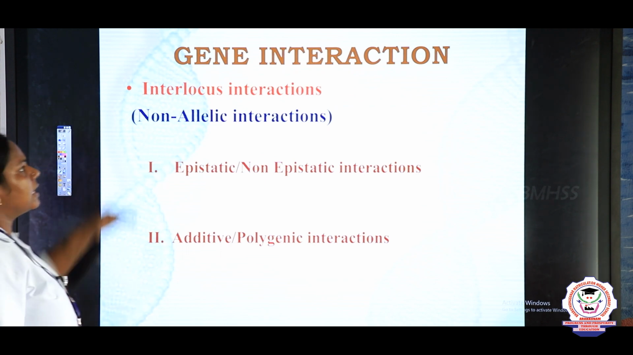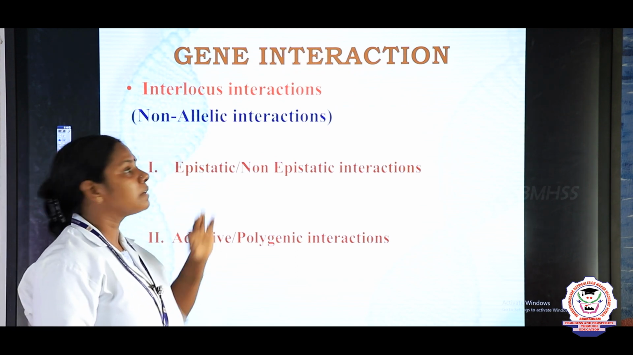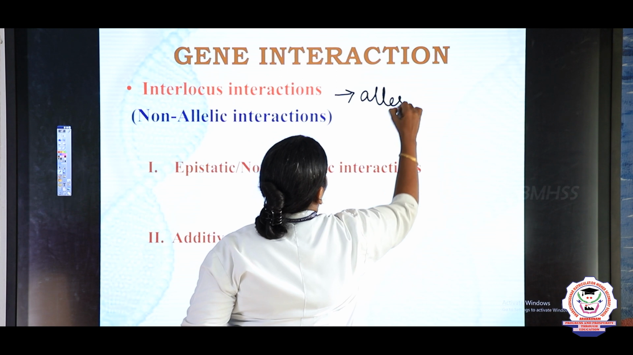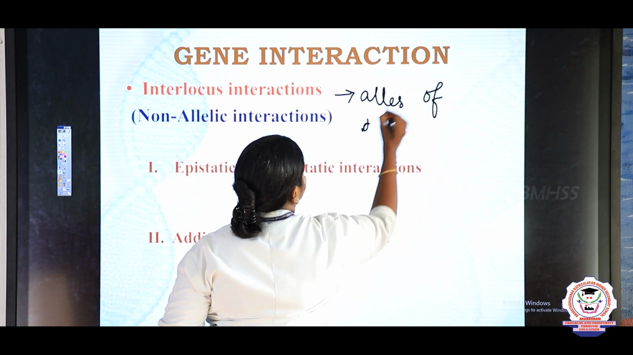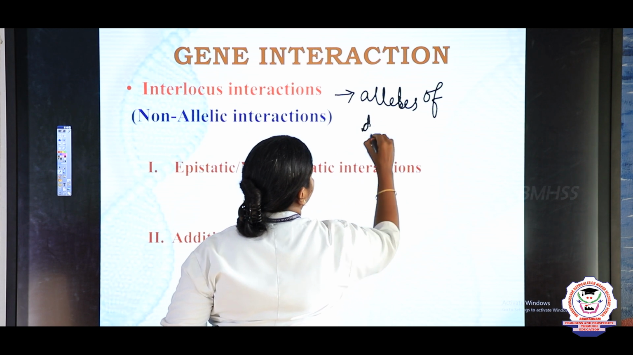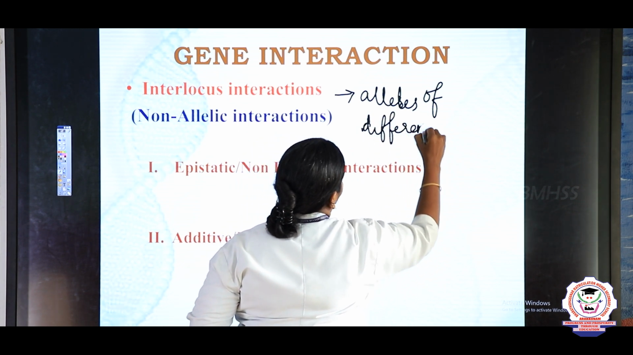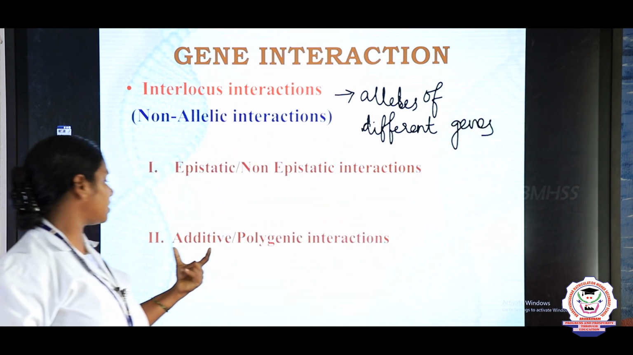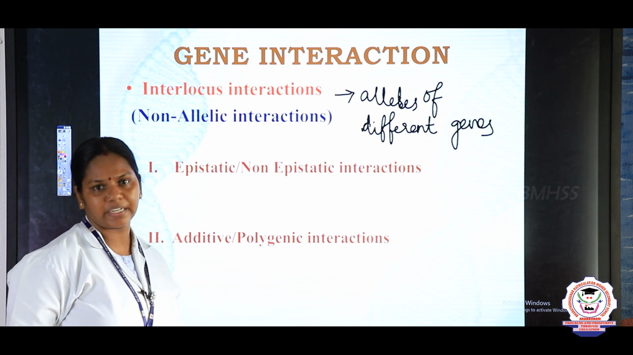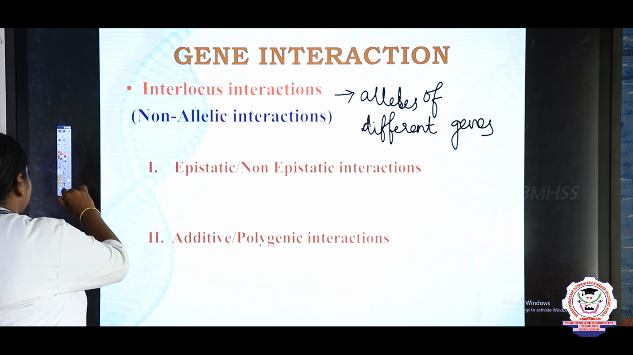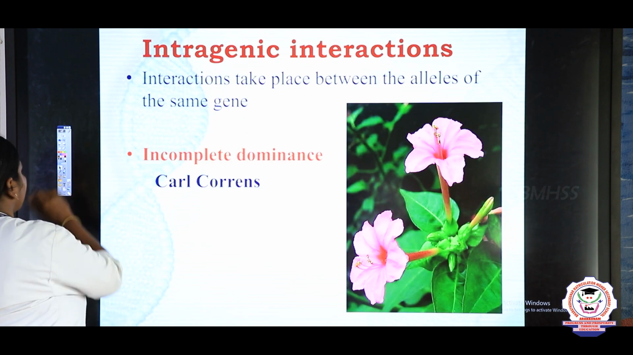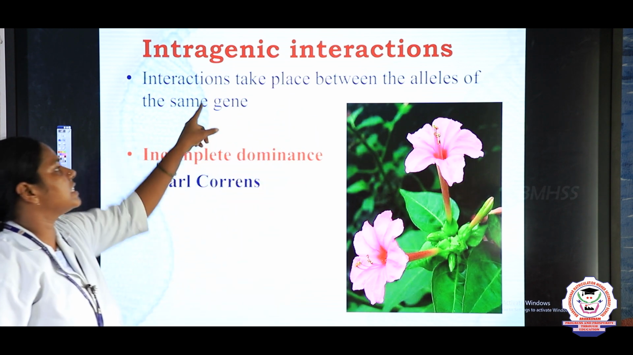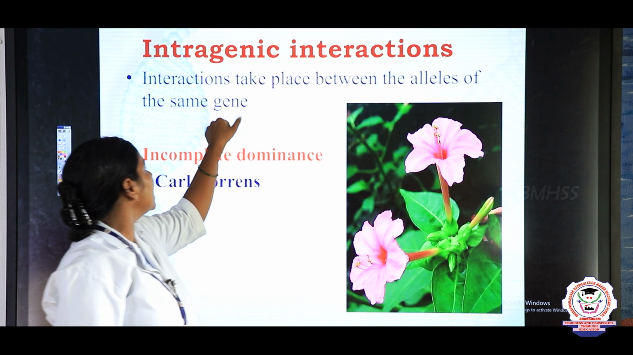And now we are going to see about the interlocus. Interlocus means between the alleles of different genes, and it is of two types. One is epistatic and the other one is additive and polygenic interactions. This we will discuss later. And now we are going to discuss the intralocus interactions, that is, interactions that take place between the alleles of the same gene.